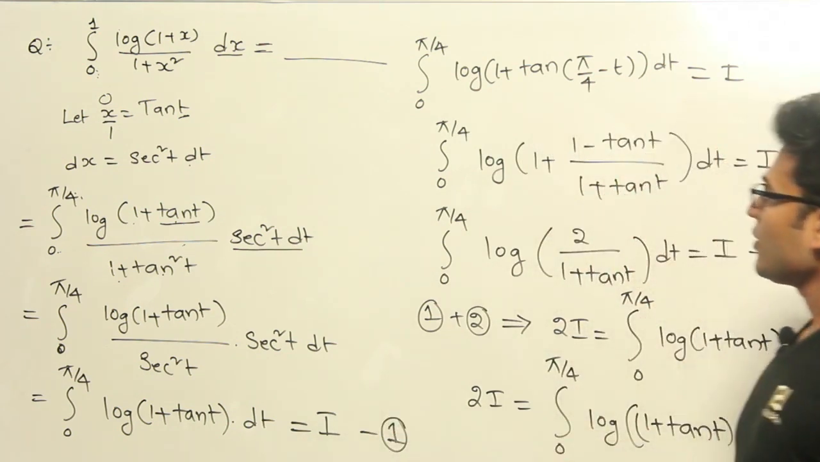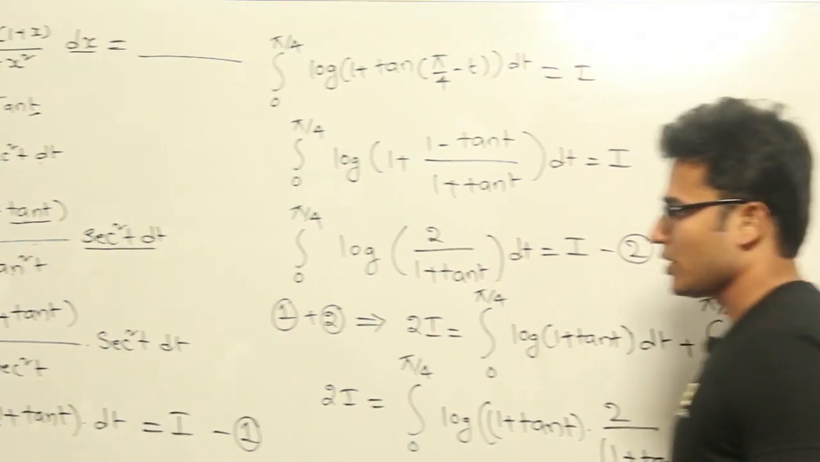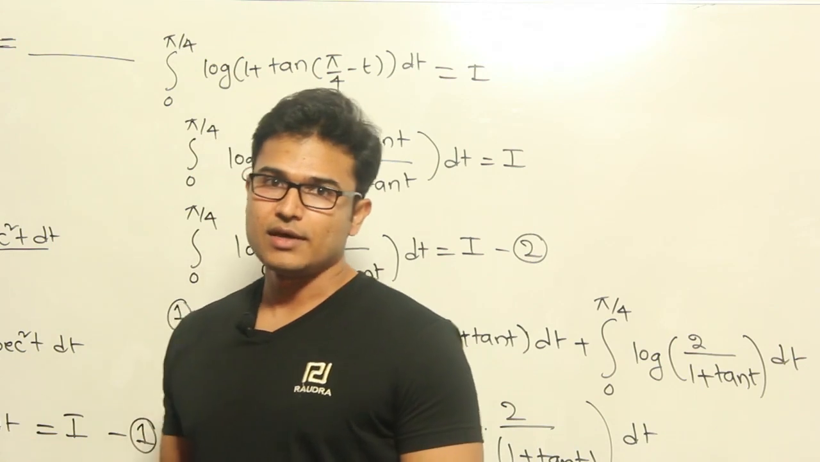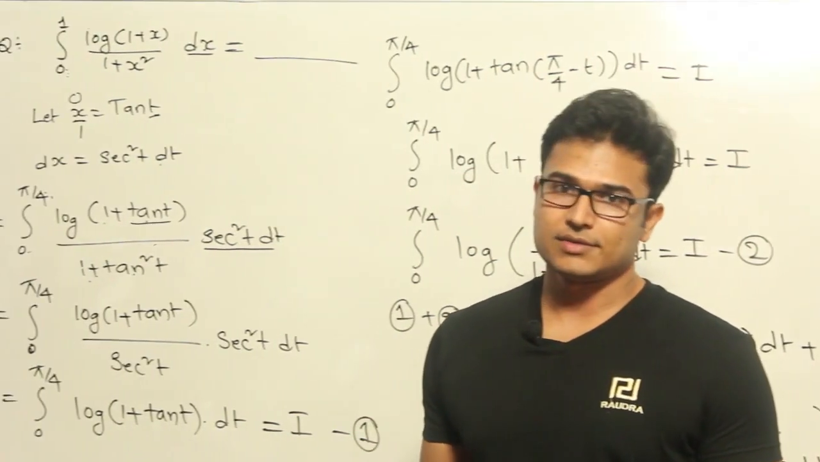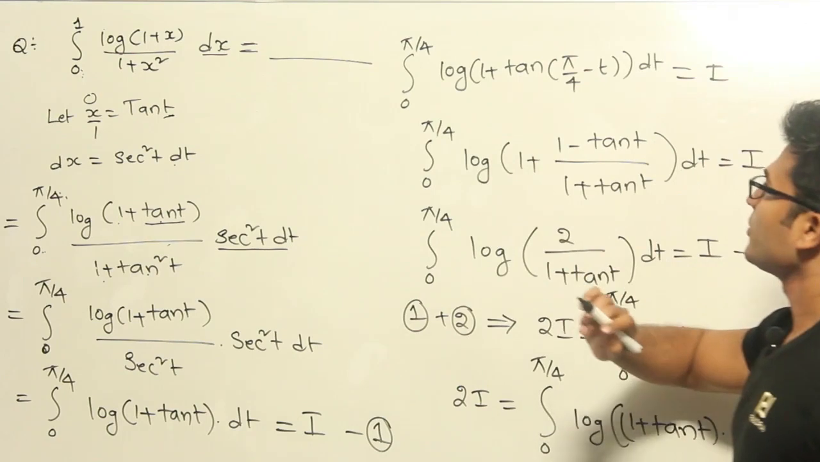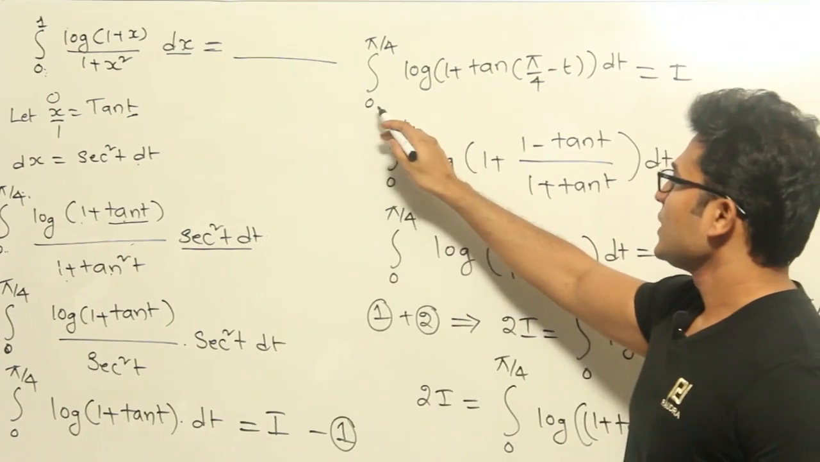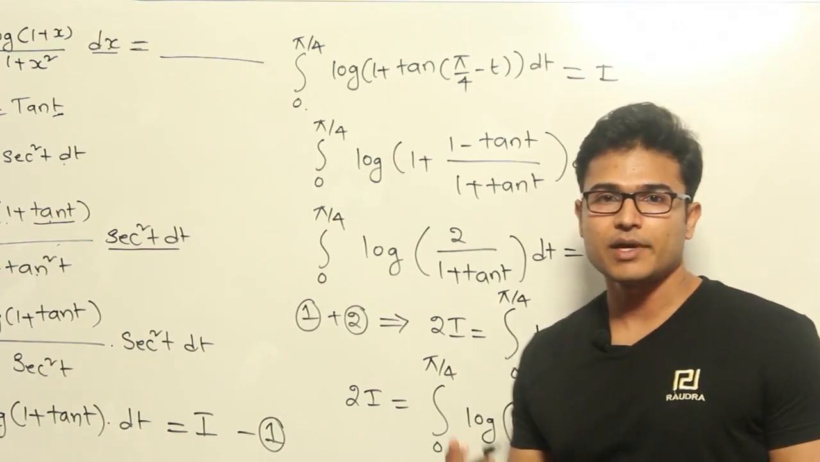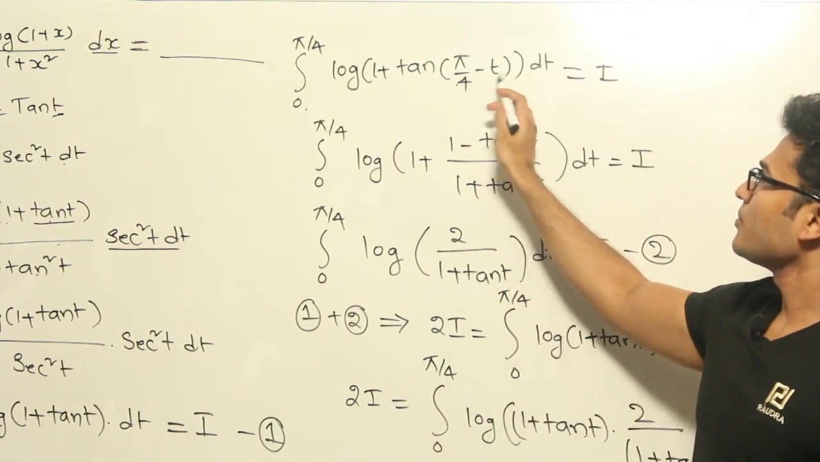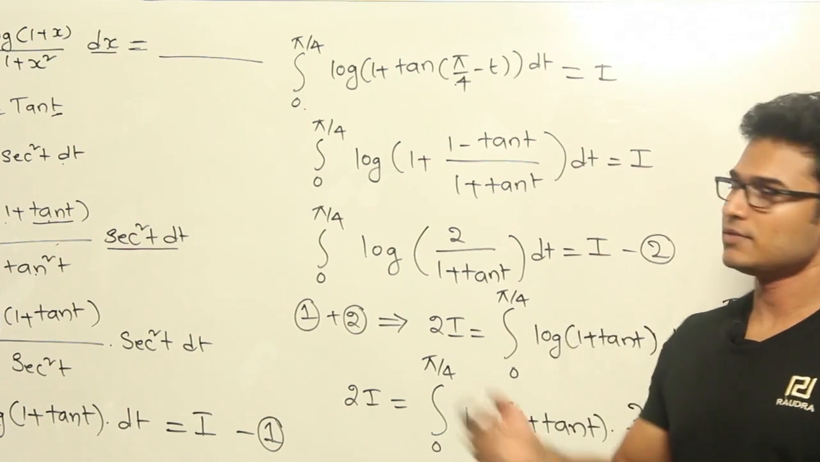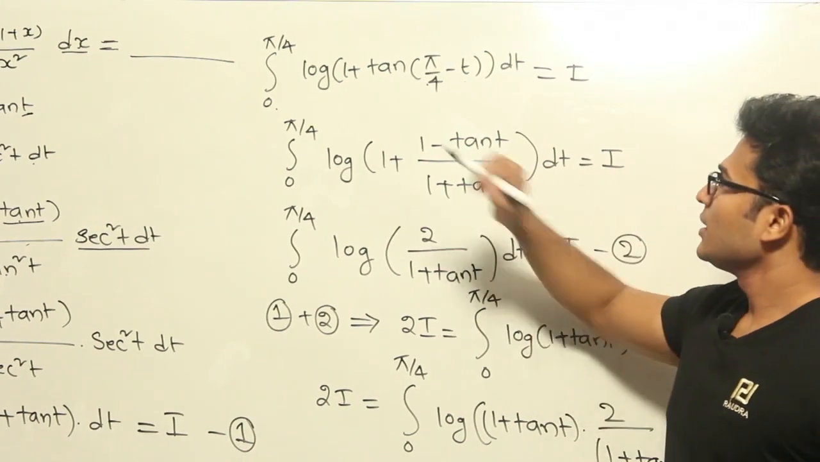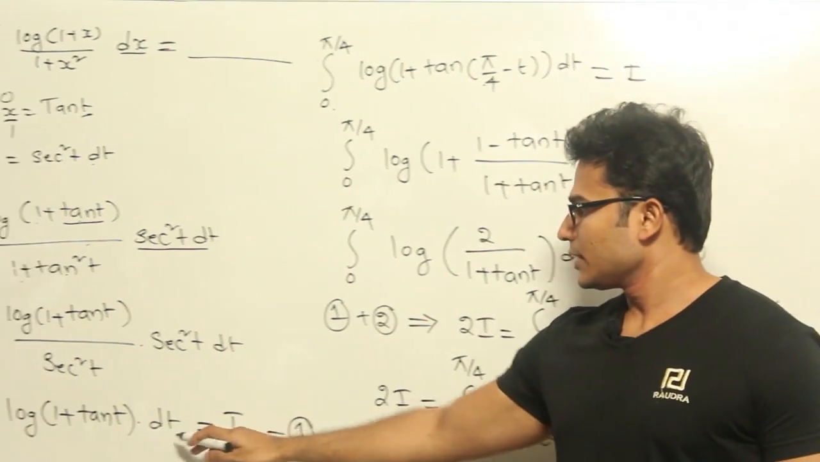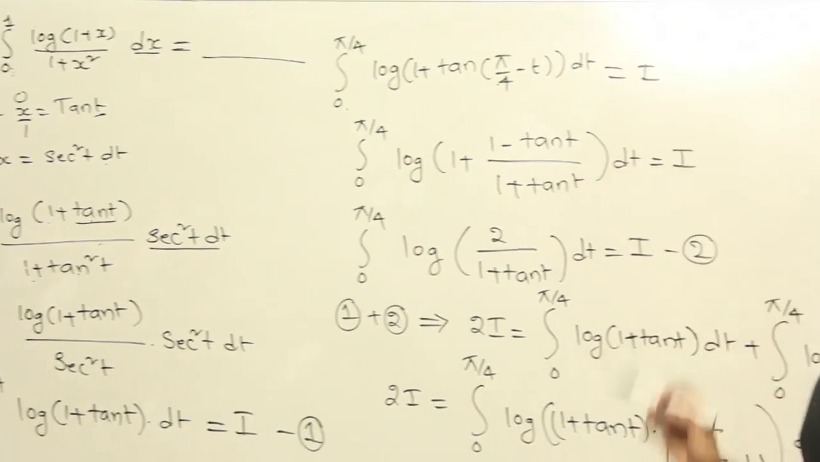Leave it there. Now we can use the other property: integral 0 to a of f of x can be replaced with integral 0 to a of f of a minus x. So I am going to rewrite this I as integral 0 to pi by 4, and wherever there was t, I am going to write pi by 4 minus t. Got it? This will also be equal to the earlier integral. If you are calling this one as I, then this one will also be equal to I.